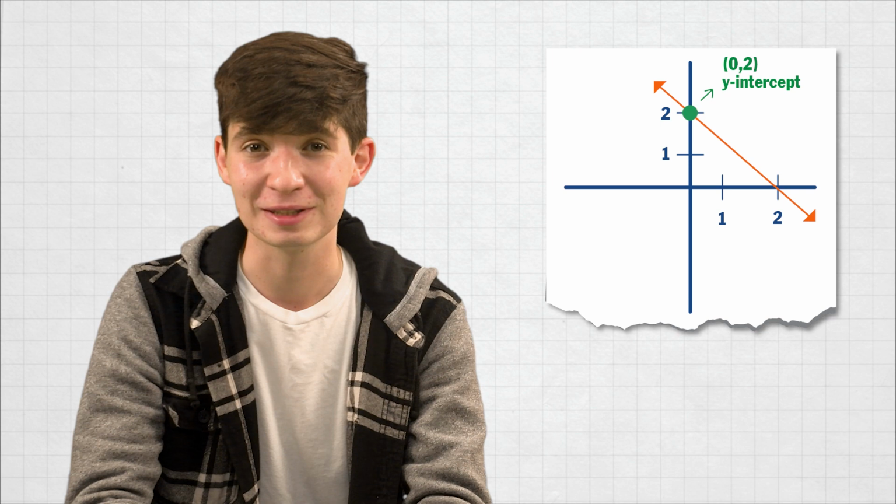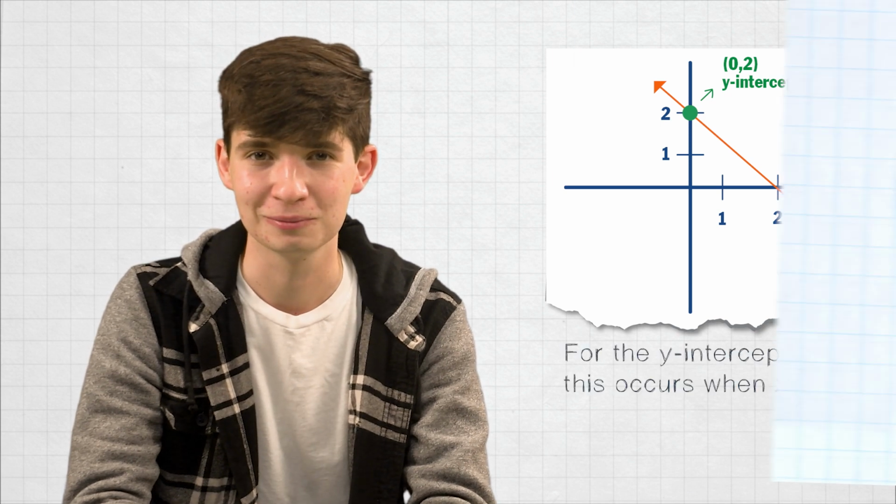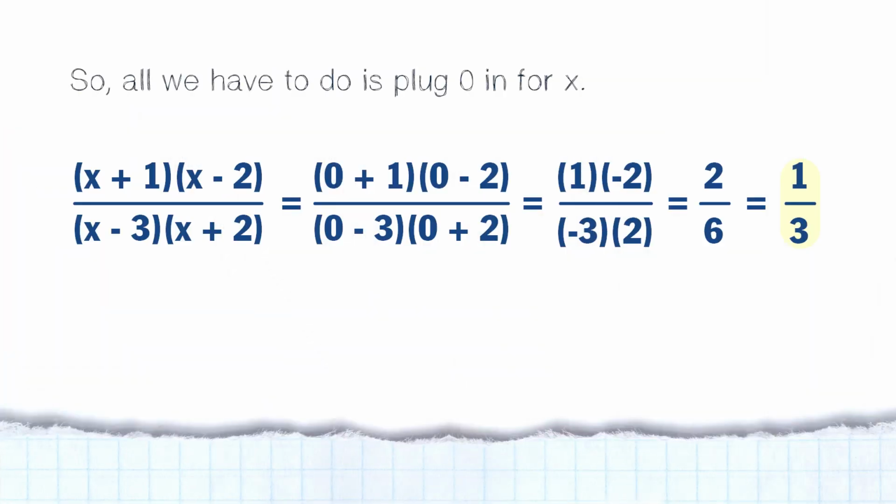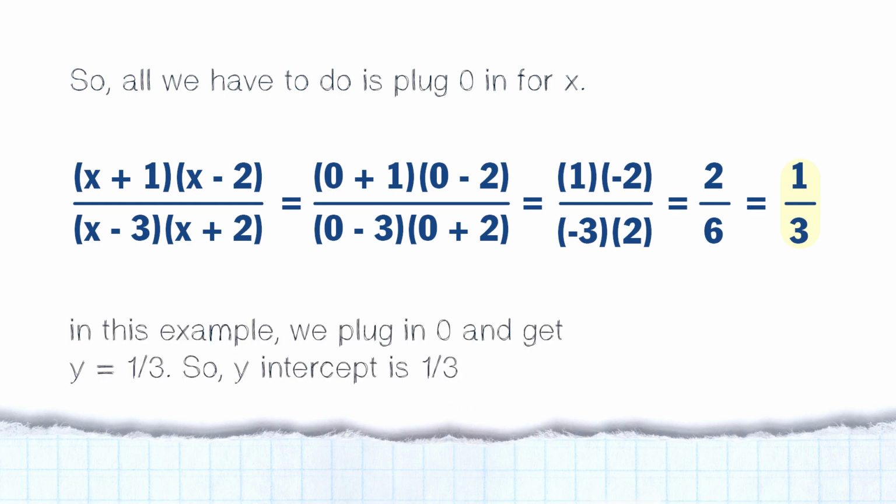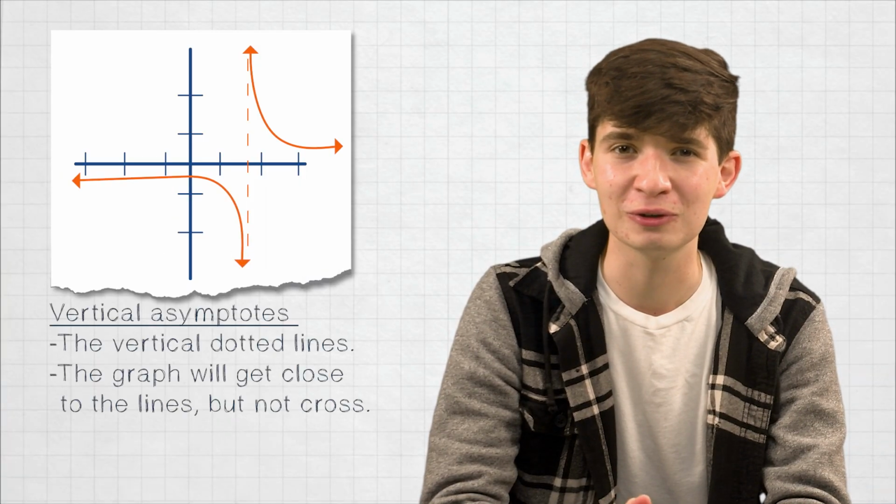For the y-intercepts, this occurs when x equals 0. So all we have to do is plug in 0 for x. In this example, we plug in 0 and we get y equals 1/3. So the y-intercept is 1/3. For vertical asymptotes, these are the vertical dotted lines.